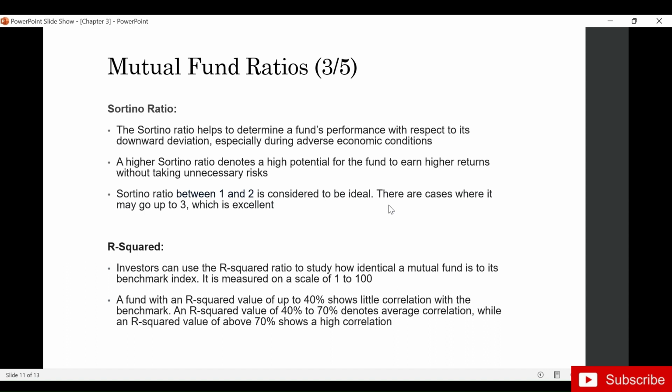A Sortino ratio between 1 and 2 is considered to be ideal. Also, there are cases where Sortino ratio may go up to 3, which is considered to be excellent.